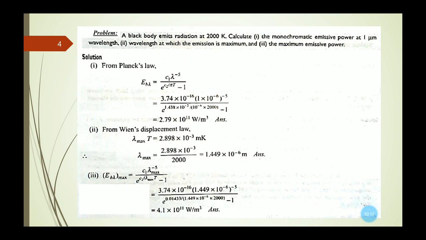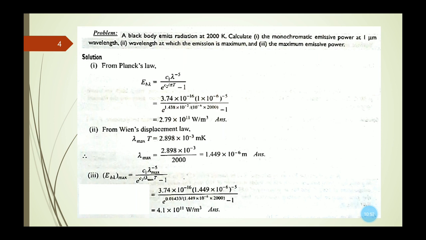What is given here? The next question: a black body emits radiation at 2000 Kelvin. We need to calculate the monochromatic emissive power at 1 micrometer wavelength, then the wavelength at which the emission is maximum, and the maximum emissive power. So these three things we need to calculate in this second numerical. This is a similar type of numerical to the one we have discussed just now.